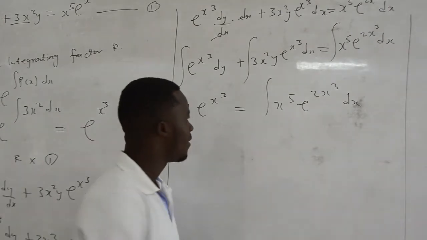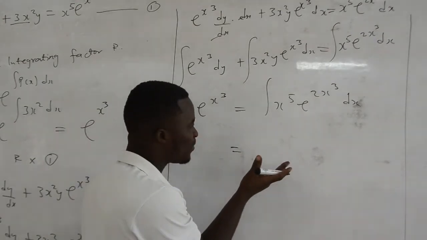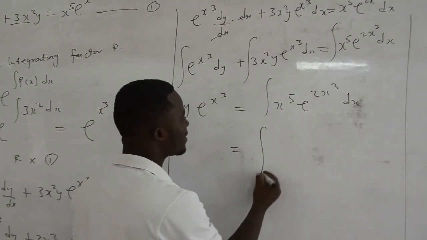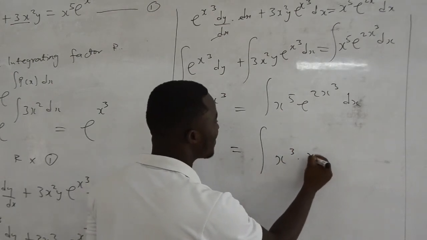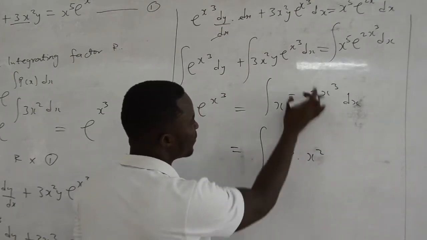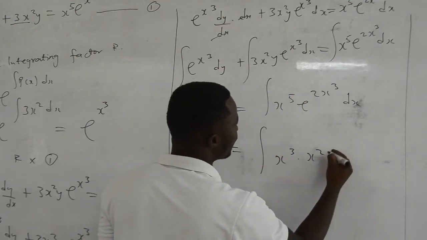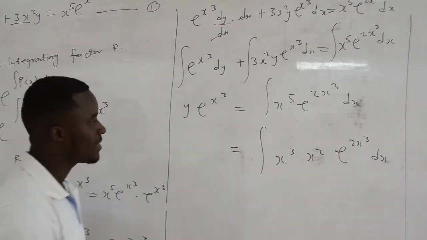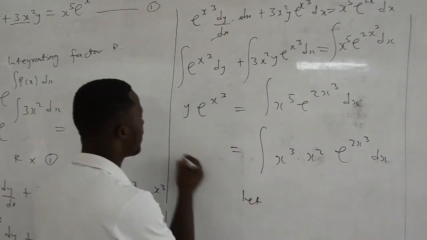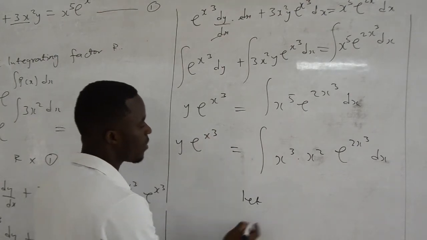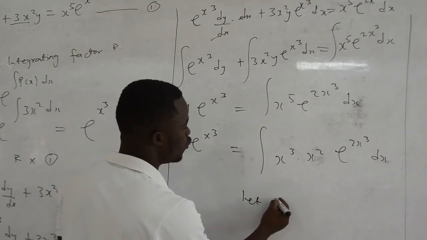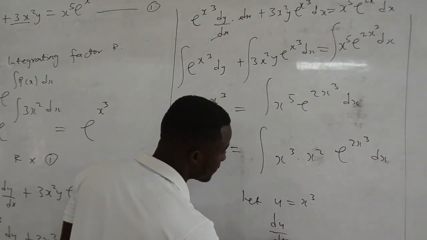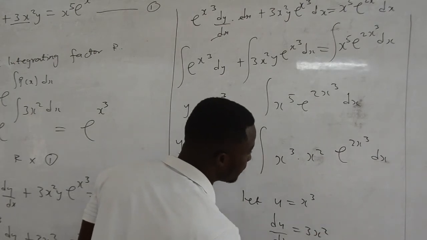How to solve this one? How to integrate this one is just a little bit tricky. Here, I'll rewrite x to the power of 5 as x to the power of 3 times x to the power of 2. When the bases are the same, we add the exponents and get 5, so we get the same one back. So this will multiply e exponent 2x to the power of 3 dx. I will let a certain variable, let's say u, represent x to the power of 3. Differentiate u with respect to x. We'll get 3x squared here, right?